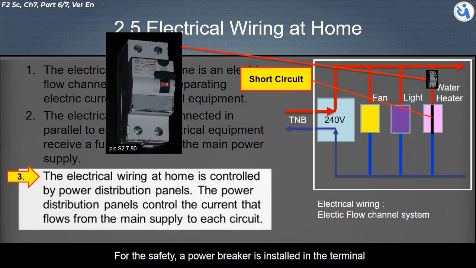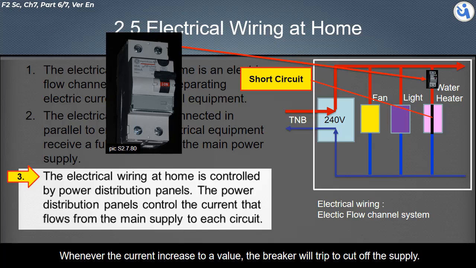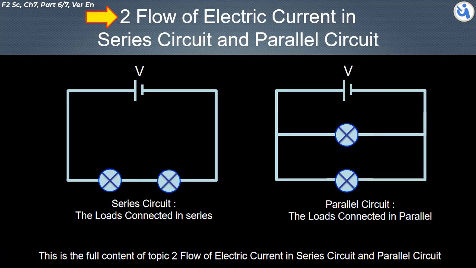For safety, a power breaker is installed in the terminal. Whenever the current increases to a certain value, the breaker will trip to cut off the supply. This is the full content of topic 2, flow of electric current in series circuit and parallel circuit.